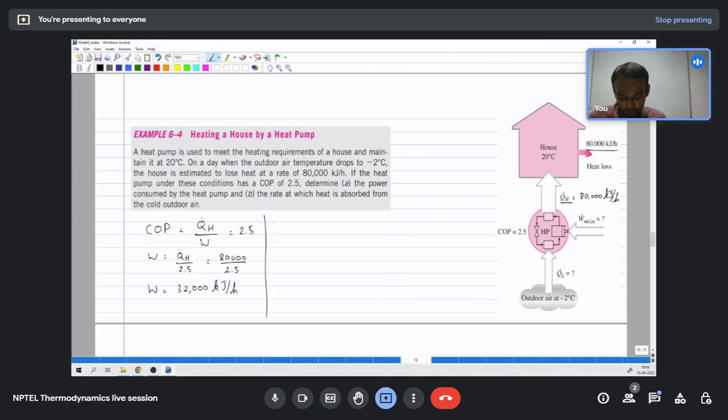Now we need to calculate the Q dot L. This plus W dot should be equal to Q dot H. So Q dot L is equal to Q dot H minus W. Q dot H is 80,000 minus 32,000, which is W. So we have 48,000 kilojoule per hour.